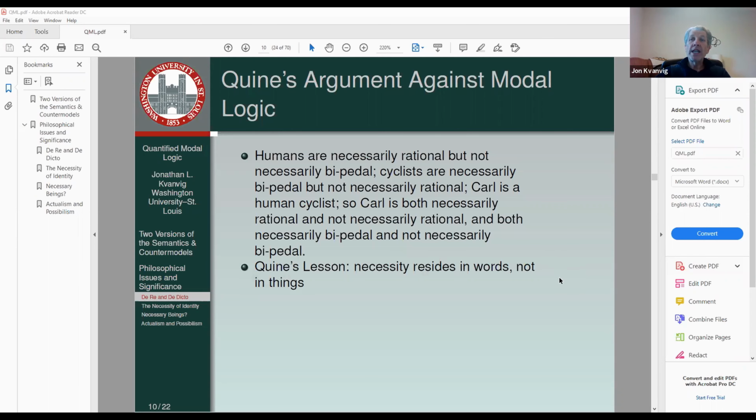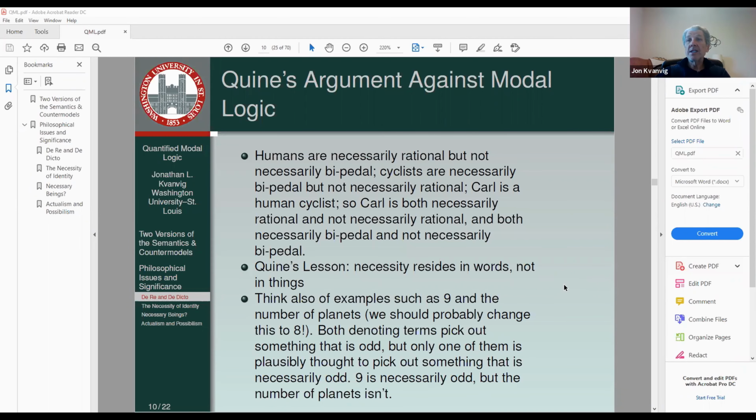Okay, Quine's lesson from this argument is that, as he puts it, necessity resides in words, not in things. And notice that takes us back to the first grade of modal involvement, where what you're doing is you're predicating a property of necessity of a sentence. And it's the particular words that you choose in formulating the sentence that determines whether necessity is present or absent.